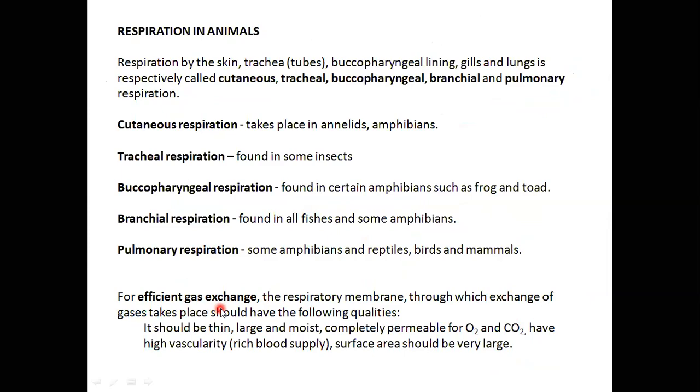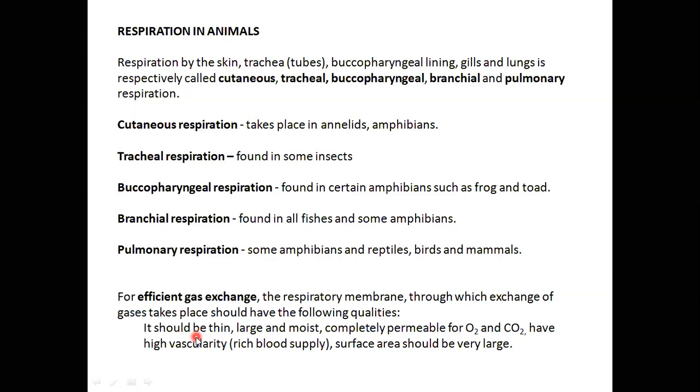should have some qualities. What are those qualities? That membrane should be thin. Only when thin can gases easily diffuse. It has to be large. Its surface area should of course be big so that the process is faster. It should be moist, otherwise diffusion won't happen properly. It should be completely permeable for oxygen and carbon dioxide, so that they won't find any hindrance and diffuse easily. It must have high vascularity, meaning a rich blood supply around the membrane.